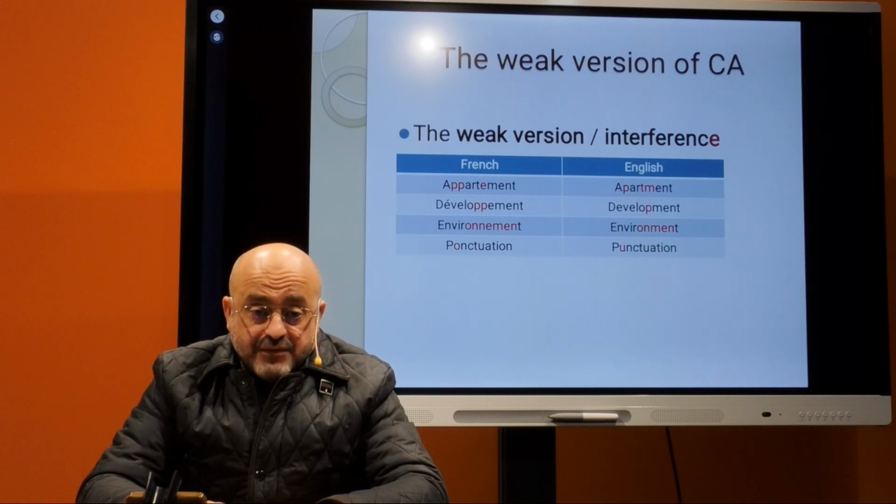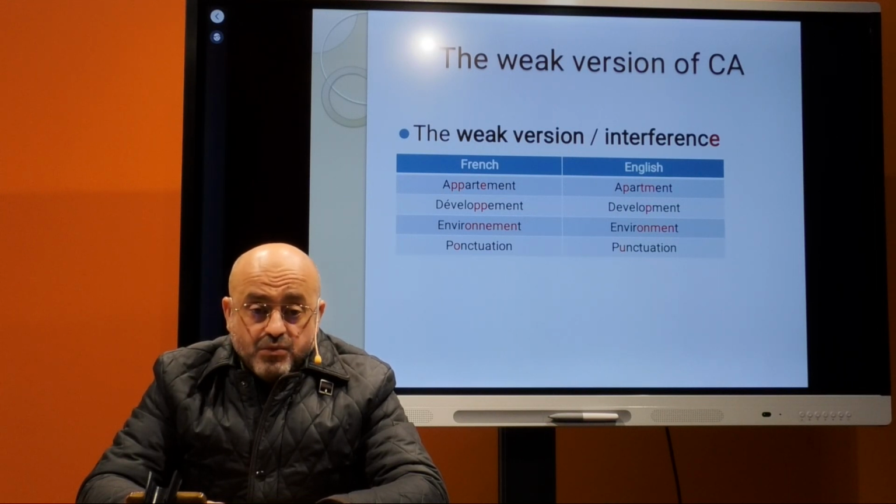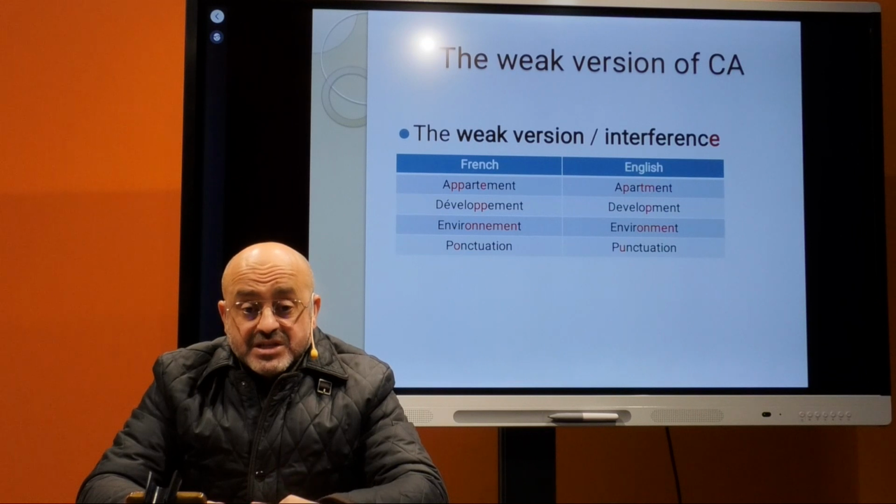The word développement in French has a double P, while in English it's one P. In environnement in French, there's a double N, and in English, one N and no E after the N. The word ponctuation is with an O, and in English it's punctuation. So here it's a difference not just in spelling, but also in pronunciation.